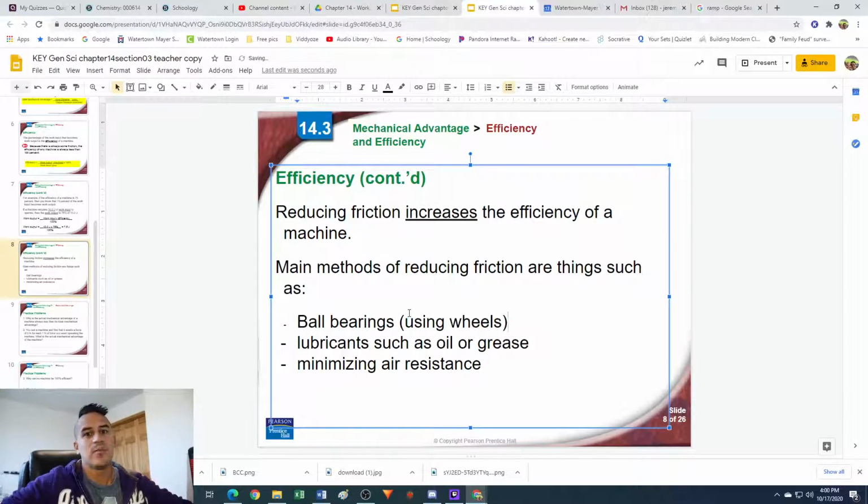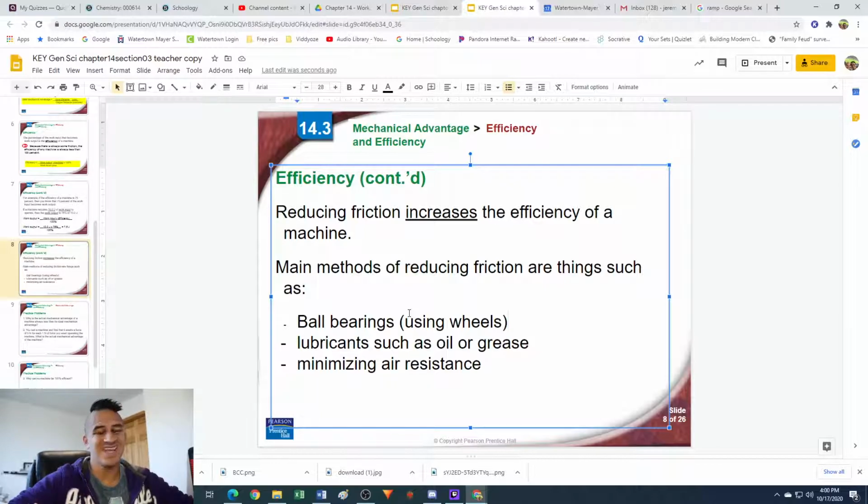This is why most things that are very efficient machines-wise have ball bearings or wheels, because they spin. Rolling friction is a lot weaker than sliding friction. And ball bearings are spherical, so they have rolling friction. Another method is lubricants, such as oil or grease.